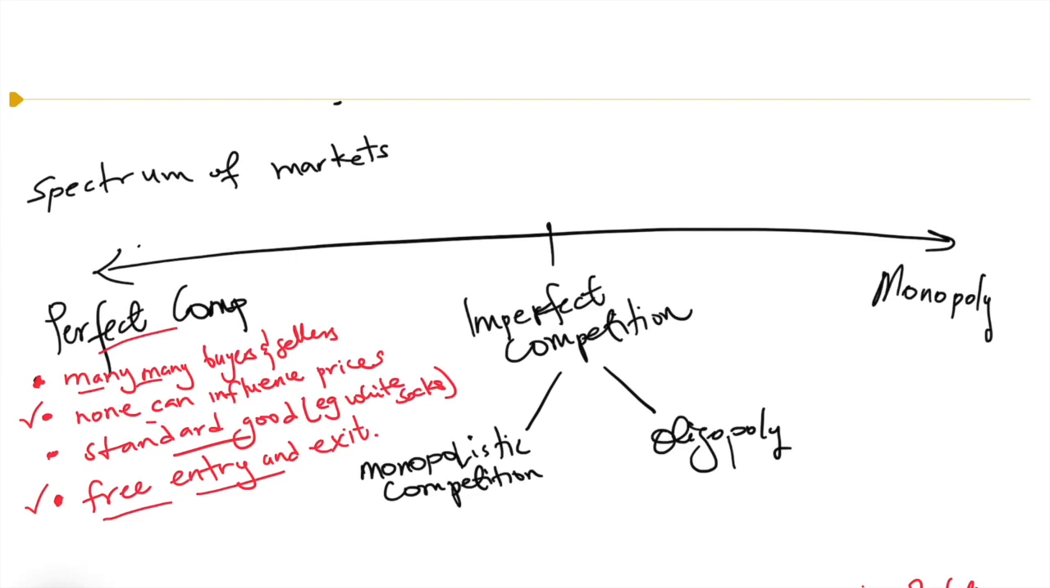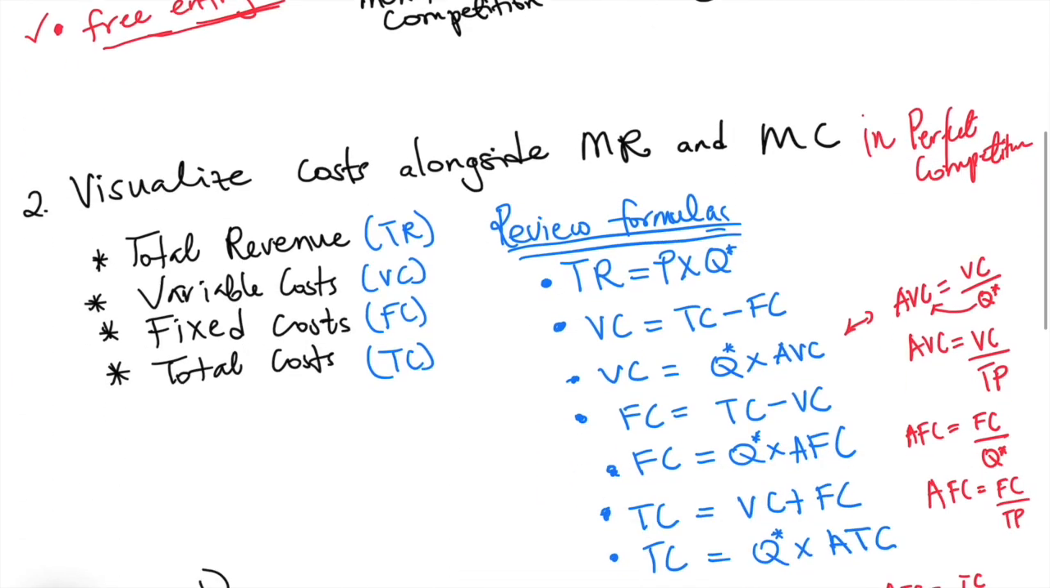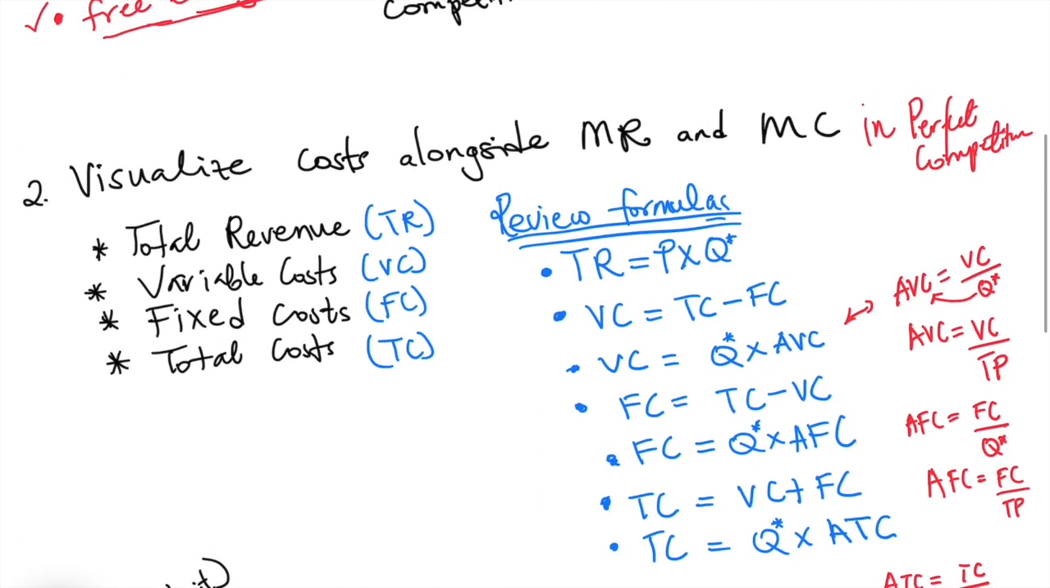The two most important ones, in my opinion, that will help us understand a bit more what I'll be doing today are that no one can influence prices and that there are free entry and exit. Okay, now before we jump into more details, let's visualize costs alongside marginal revenue and marginal cost in perfect competition. Before I dive deeply into that, we'll first look at total revenue, variable cost, fixed cost, total cost. Now, I am working in the short run.